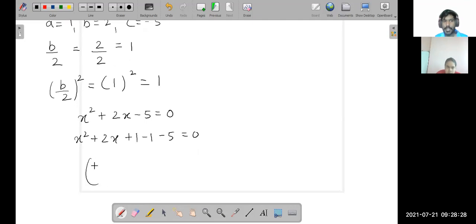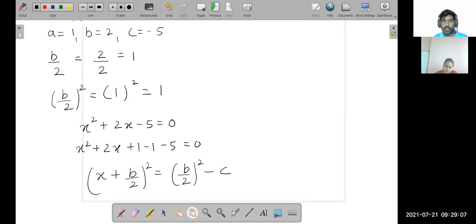Why can't we do plus 1 minus 1 minus 5, solve it, and then go on? We can do that also, but we are using the completing square method. If you solve it here only, then you'll get a quadratic equation, which you again have to solve. So better, after this step, directly use the formula. The formula is x plus b upon 2, the whole square, equal to b upon 2 whole square minus c.